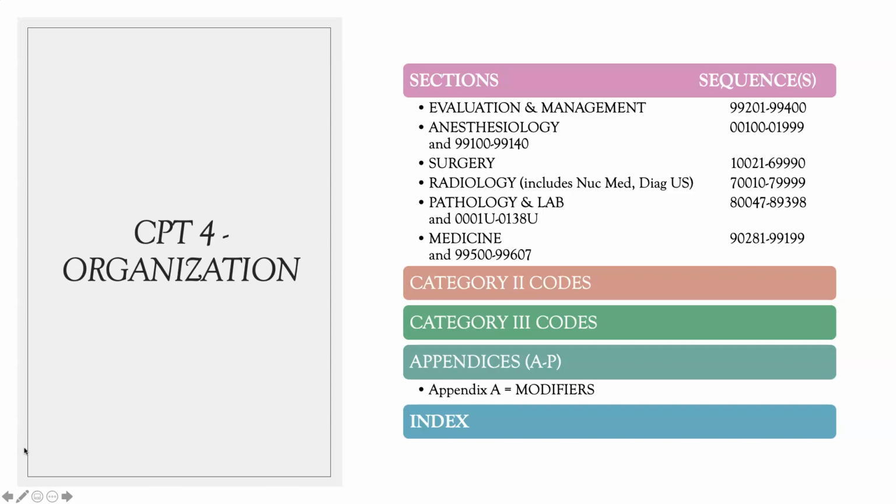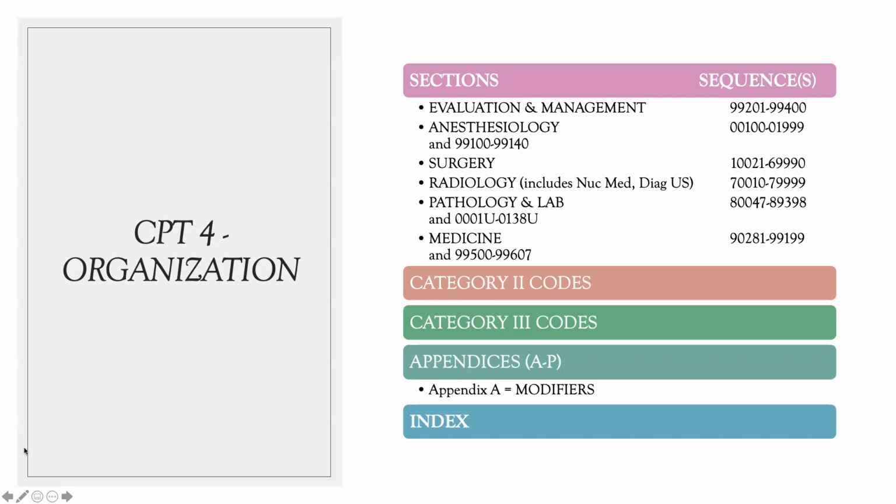That first section, evaluation and management, is what you use for coding provider activities. For instance, if you have a provider who sees patients in the hospital, a provider who sees patients in the office, a provider who sees patients at a nursing home, all those types of codes, a provider who does telehealth, that's all going to be under the E&M codes in that 99201 through 99400 section.